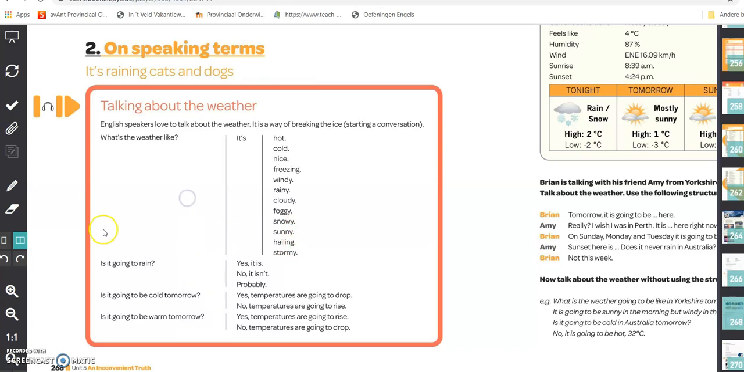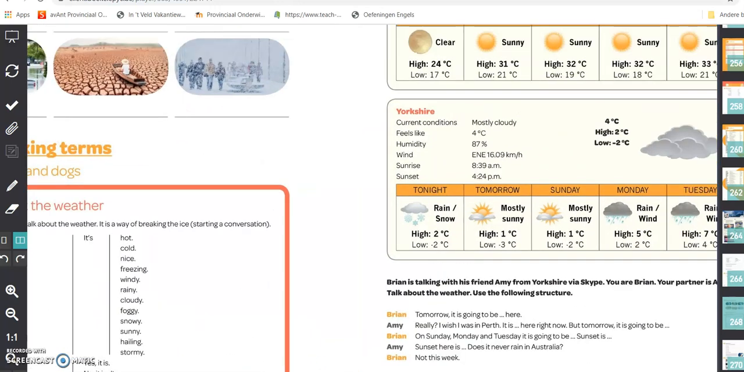You can also use this question, is it going to rain? So then you are referring to future. Yes, it is, or no, it isn't. So these are short answers, or probably. En dus waarschijnlijk. Is it going to be cold tomorrow, or is it going to be warm? Yes, temperatures are going to drop. Drop means zakken of dalen. No, temperatures are going to rise. Rise, omhoog gaan.